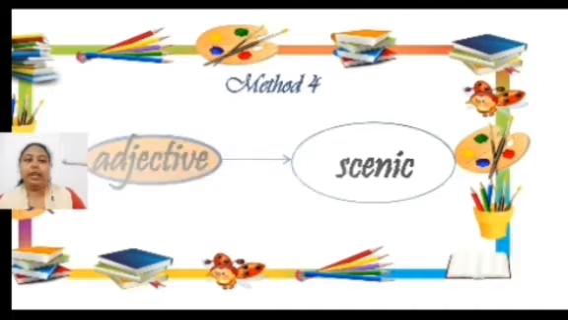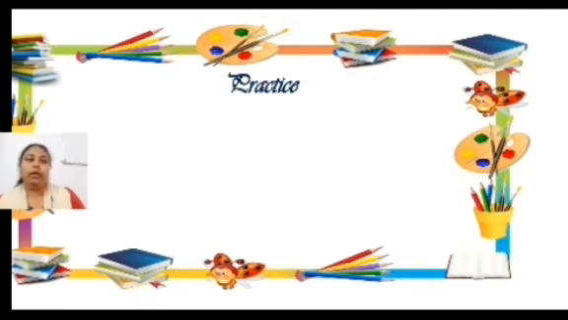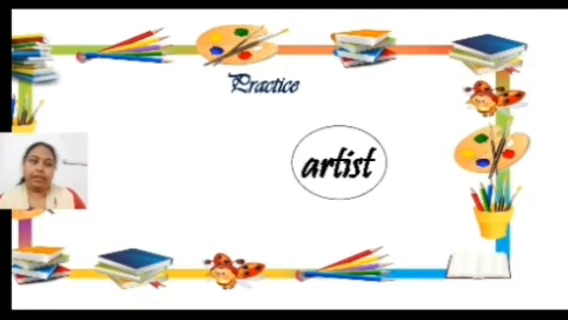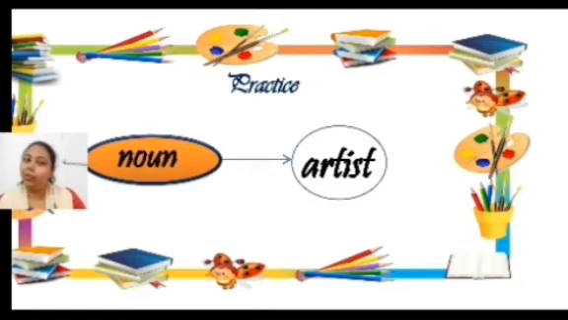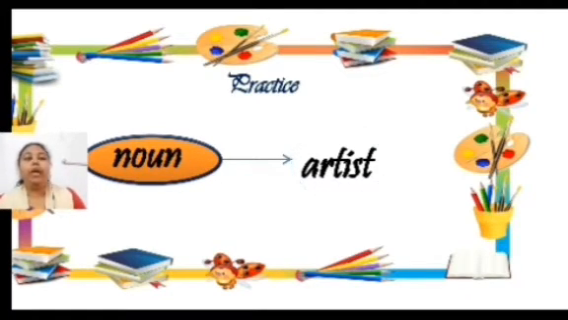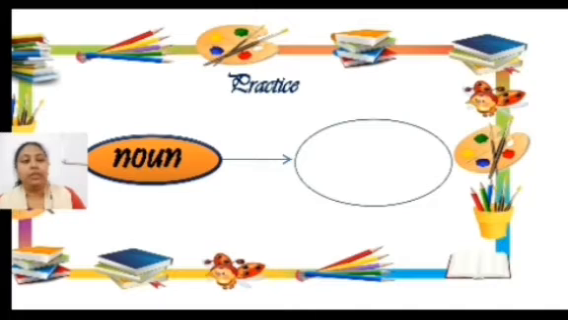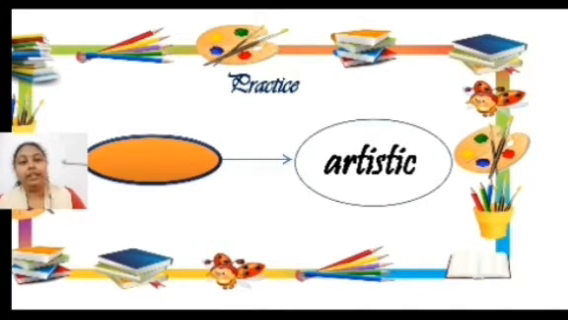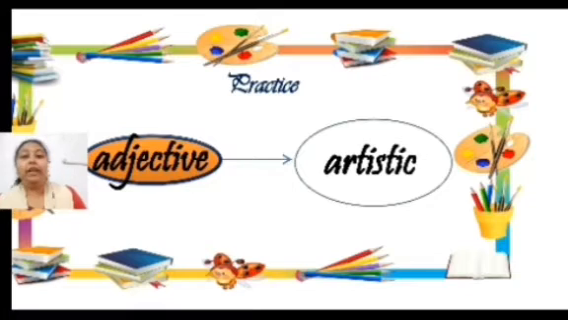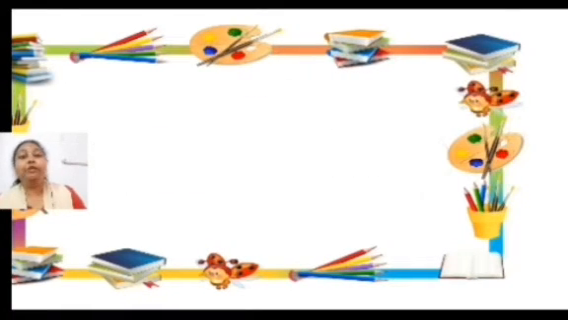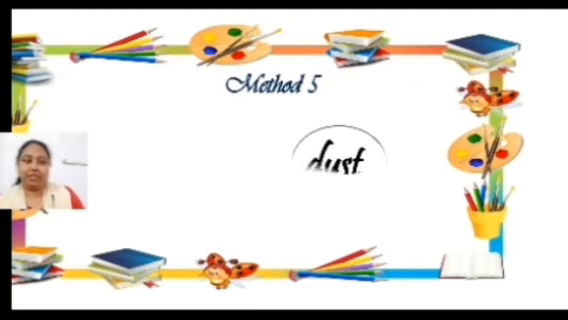Let us take one more example with such suffix. Artist. It is a noun. So, when I am going to add IC to this, the word becomes artistic. And this is an adjective. Now let us see the fifth method of changing a noun into an adjective.